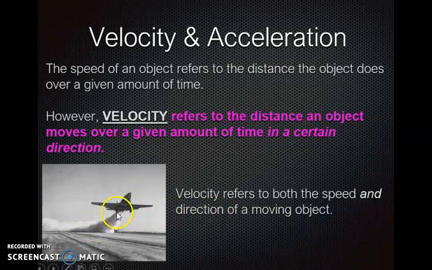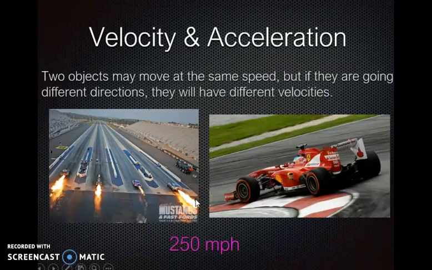So if we have this jet plane right here, it's giving us examples of velocity because it's not only moving in a straight line, but then if it moved in a straight line forever, it would crash, but it has to pull up and change direction. It's still in motion, but now the direction has changed. Therefore, we now call this velocity. So let's think of it this way.